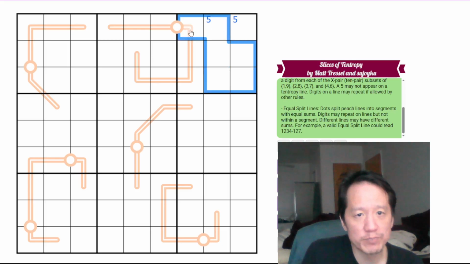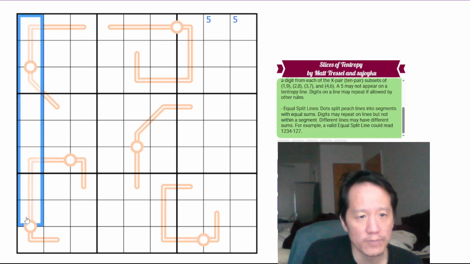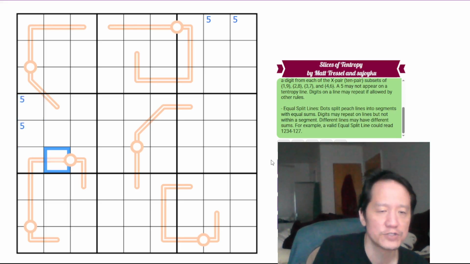Therefore, in the rest of this box, there cannot be a 5. Where in column 1 is there a 5? It can't be on the tentropy line, so it must be here. So this is a 5.